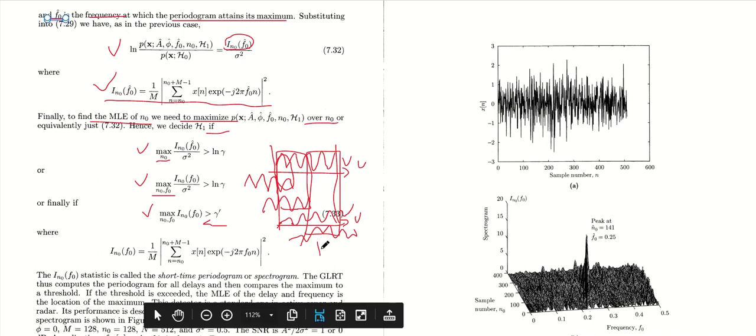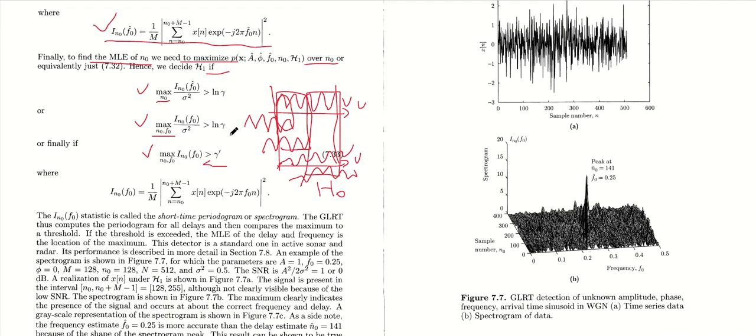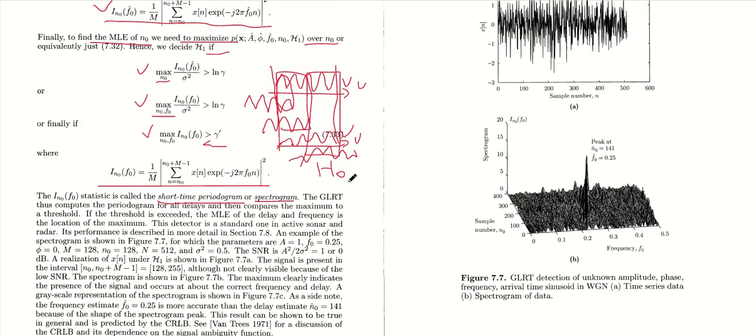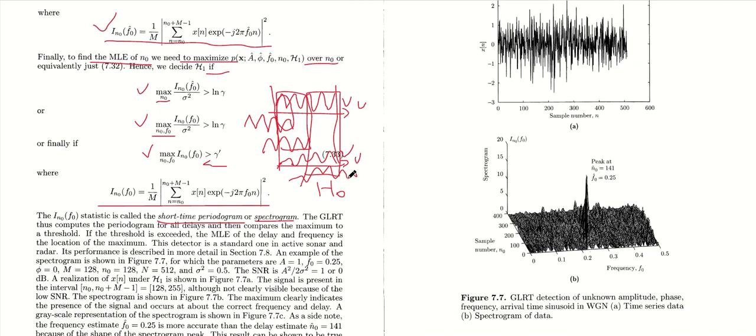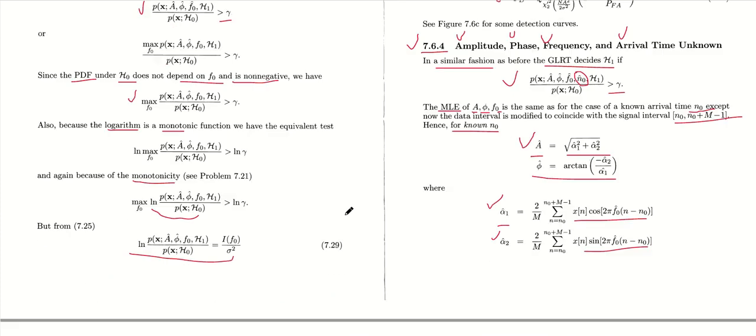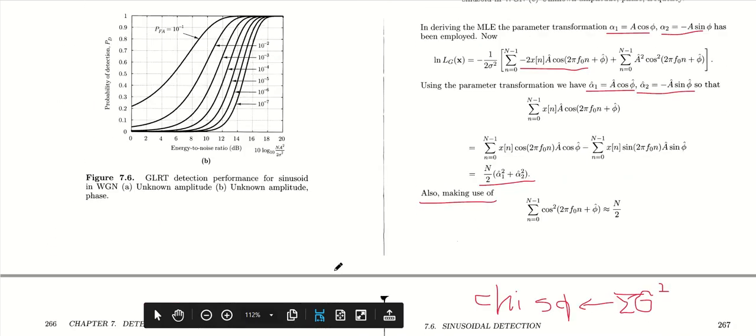Under H0, the signal doesn't exist, and therefore N0 and F0 don't exist. Okay, and this is just a definition. So you see it as a short-time parallelogram spectrum or whatever, but ultimately you can think of it as just functions. It's functions. Okay.